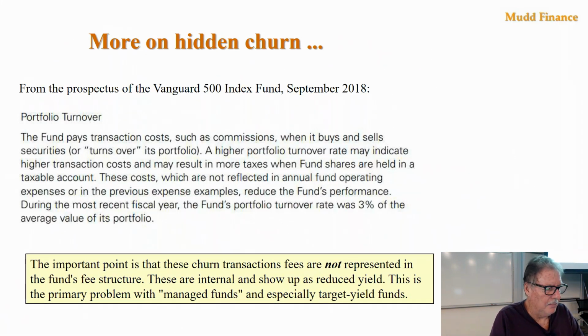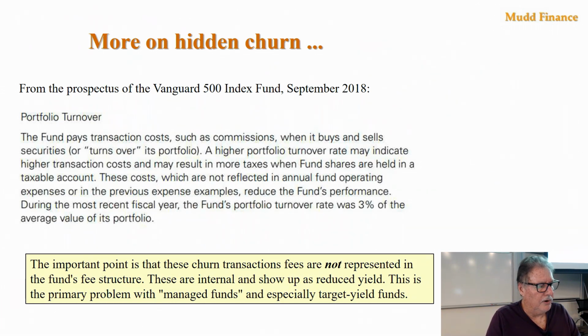This is from a prospectus in the Vanguard 500 Index Fund. This is the one that's actually closed. So they say, to warn you, the fund pays transactions costs such as commissions when it buys and sells securities or turns over its portfolio. A higher portfolio turnover rate may indicate higher transactions costs and may result in more taxes when fund shares are held in a taxable account. That's another issue. We can bring that up in a few minutes.